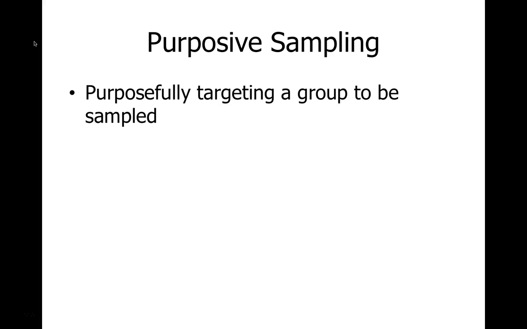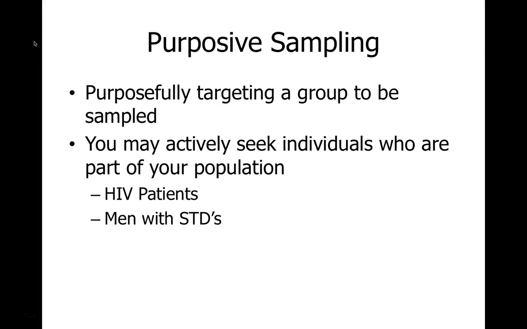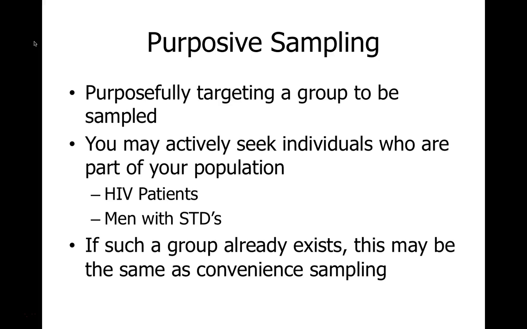The purpose of sampling is targeting a group to be sampled. So we may actively seek individuals who are part of our population: people who are HIV patients, men with STDs, lots of groups that we can think about, as I mentioned before, young adults who drink and have sex. So it's a very purposive sample and way of thinking about who your participants are. If there is a group that already exists, like college students, for example, this may be the same as convenience sampling.